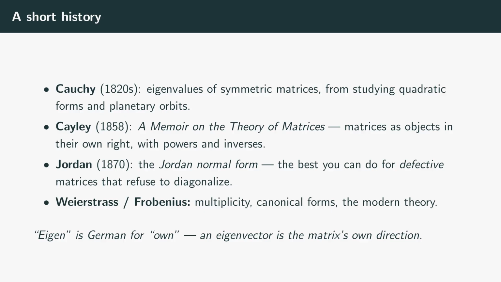Then, in 1870, Camille Jordan answered the hard question lurking behind today's lesson. What do you do with a defective matrix that does not have enough eigenvectors to diagonalize? His answer, the Jordan normal form, is the closest substitute, nearly diagonal, with a few ones just above the diagonal to patch the missing eigenvectors. Weierstrass and Frobenius then built the full modern theory of multiplicities and canonical forms.